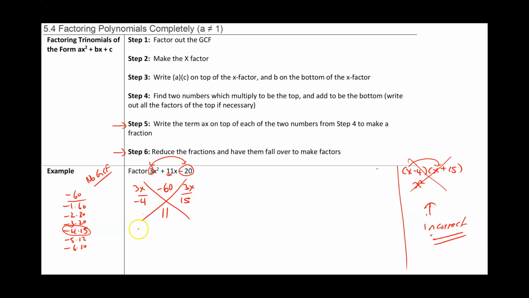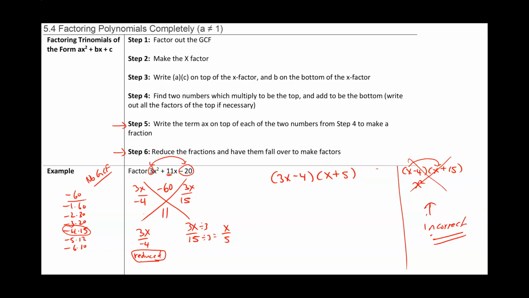So let's take a look at our two fractions. One of them is 3x over negative 4. This one is already reduced, so we can't do anything with that. But 3x over 15, that's not reduced. 3 and 15 both have a common factor of 3. So if I divide these both by 3, this gives me x over 5. Now this is the reduced form. So my first one, the 3x over negative 4, the 3x just falls over, so I have 3x minus 4. The other one, if I reduce it, I get x over 5, and then that falls over, so I get x plus 5.